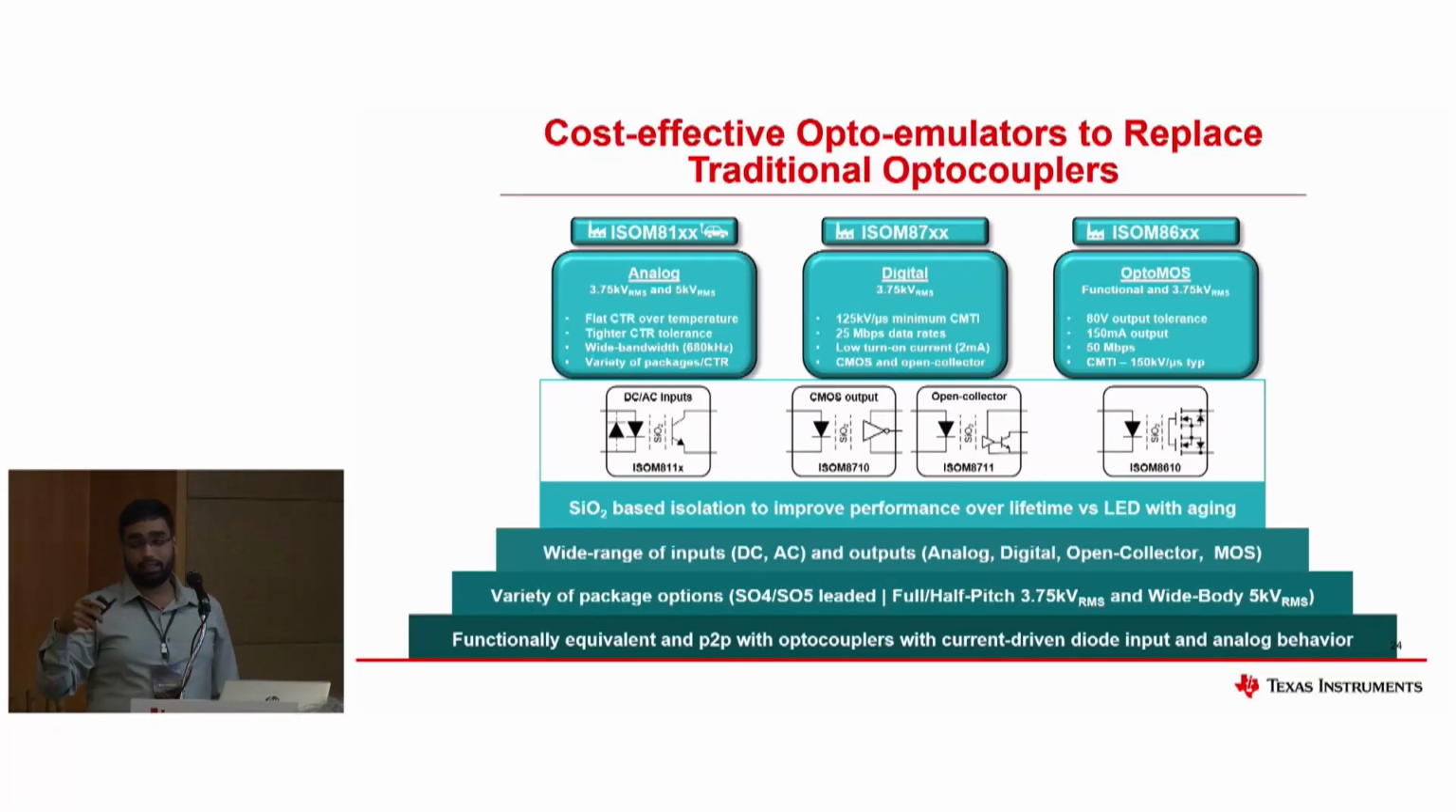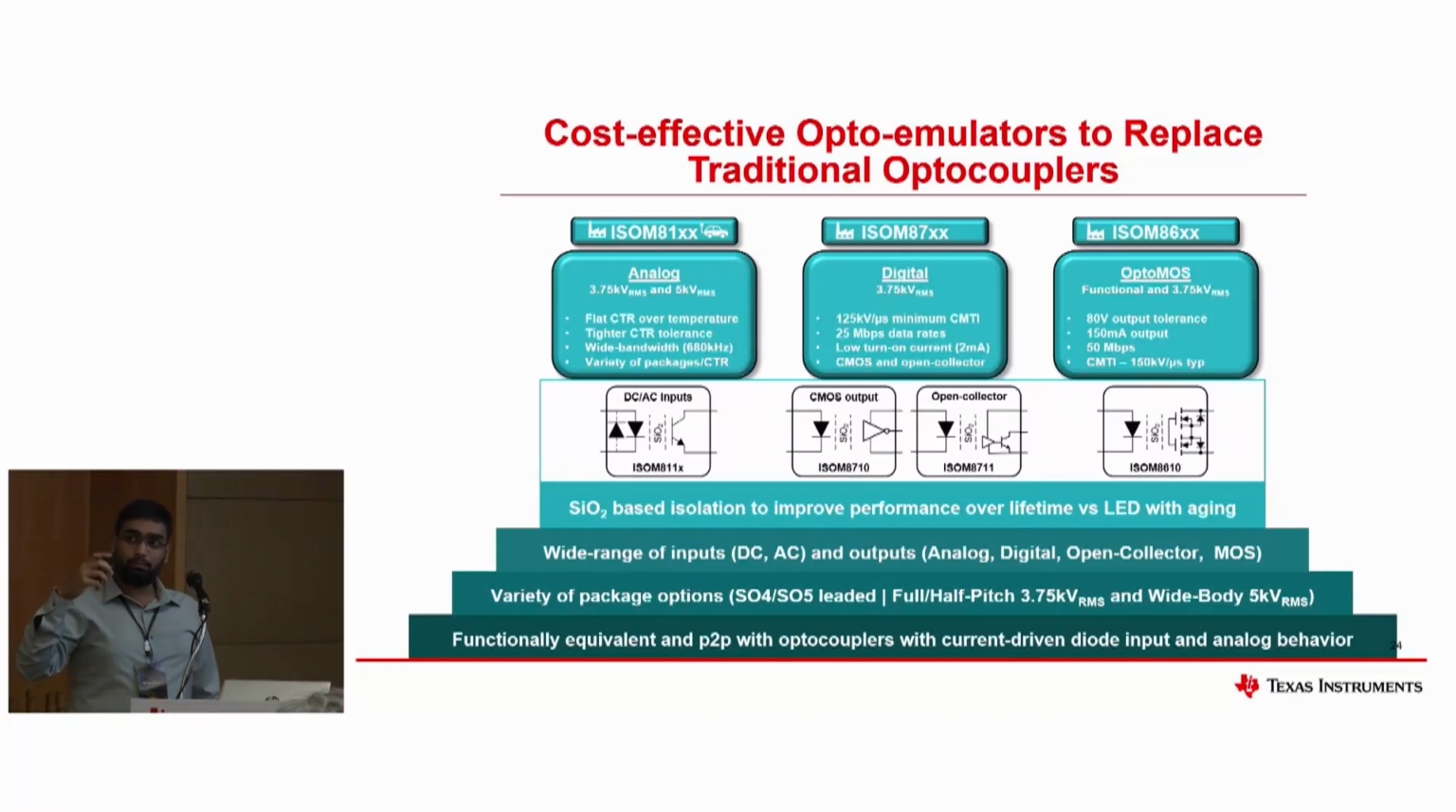Now the challenge with existing optocouplers is that, first of all, they have a lot of variation in CTR, which I'll talk about in more detail afterwards. And whether it be analog or digital or opto relays or opto MOS switches, the main problem is the aging effect of the input LED that is used in optocouplers.